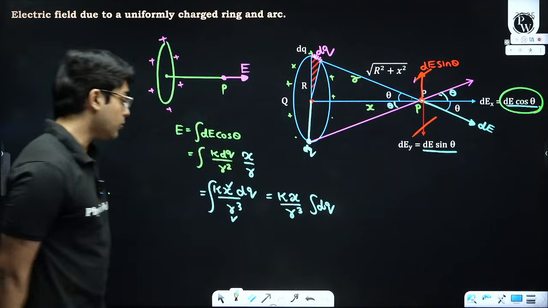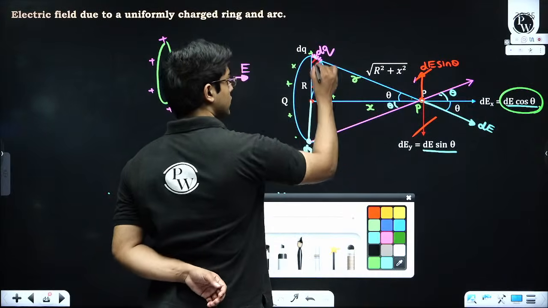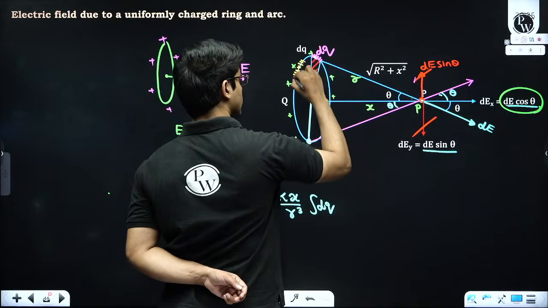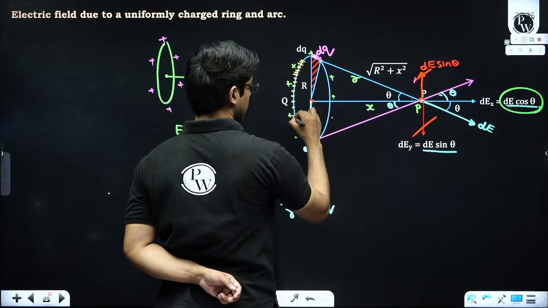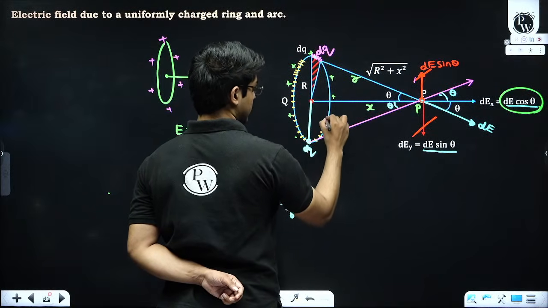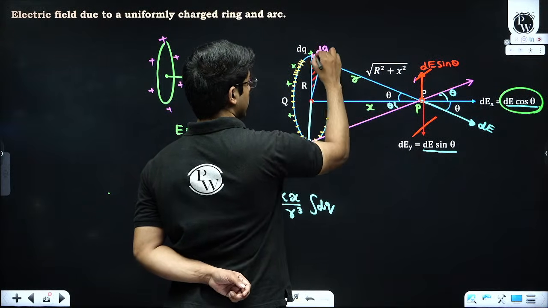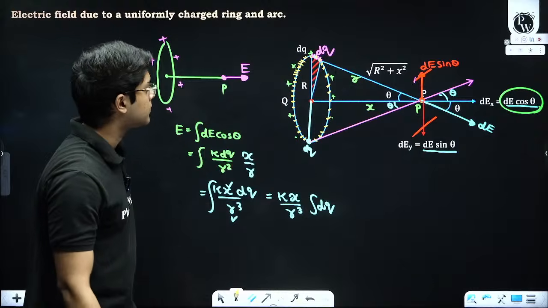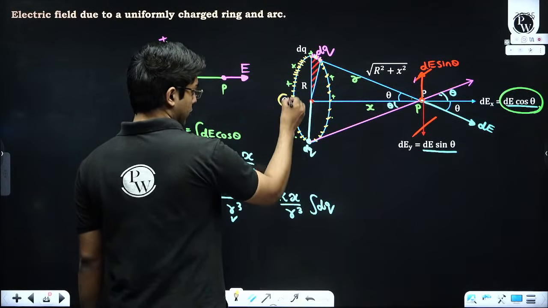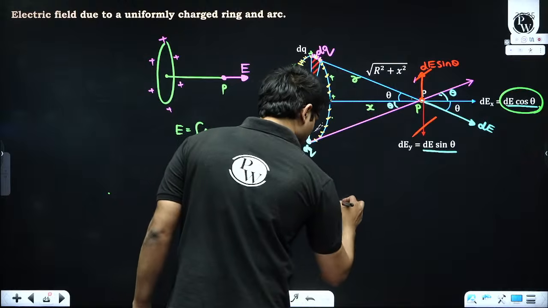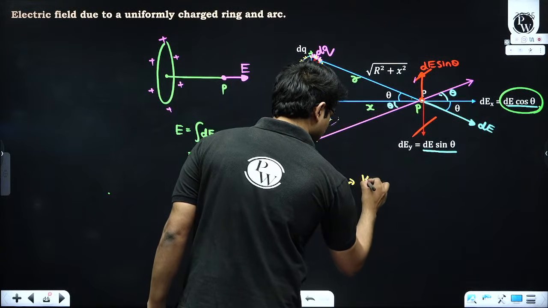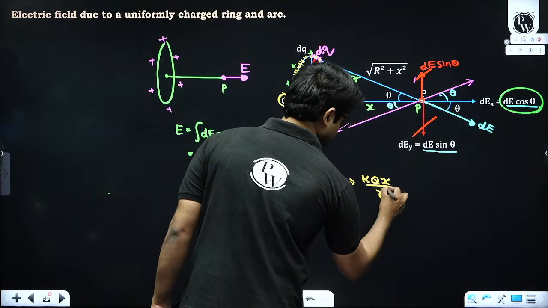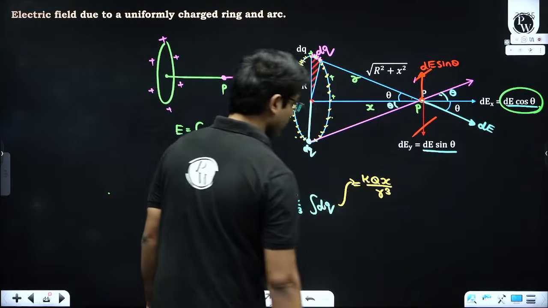Now integration dq means add up all the dq charges on the ring. Basically add up all these charges that are present on the circumference. That is what integration dq means. Integration just means to sum up. So you have to sum up all the charges on the circumference. So that will come out to be capital Q. So finally the formula is K capital Q x divided by r cube. This is the formula.